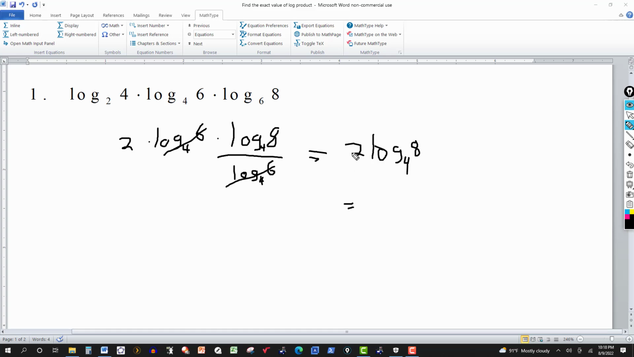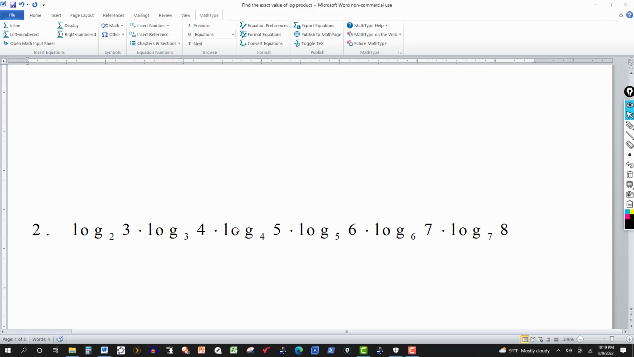And then using properties of logs, I can take this coefficient and make it an exponent. So I can bring this here to a power. So it'll be 8 squared, which is 64. So this then will give me the log of 64 to base 4. And what is that? Well, again, this is asking 4 to what power gives me 64. Well, that's 3. And that's your solution to that one.